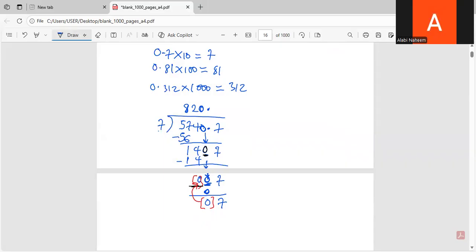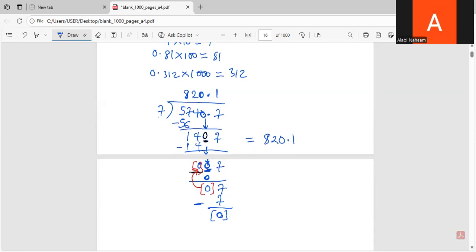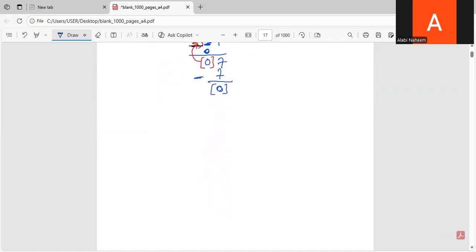Then 7 in 7, we say 1. 7 times 1 is 7. Then subtract: 7 minus 7 is 0. This 0 also, we are not in need of it anymore, because we got it by saying 7 minus 7. So that's the end of the division. Our quotient is now 820.1. That's the quotient. Don't worry if there's some ambiguity in the division; it becomes clear as you solve more questions.